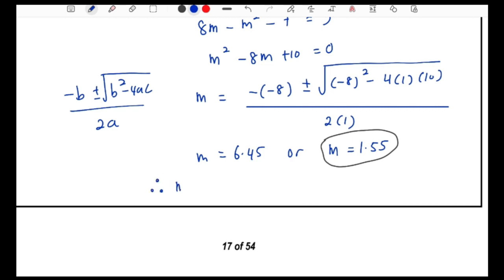Make the conclusion. M as in median is 1.55 since the value of median must lie between 1 and 4.